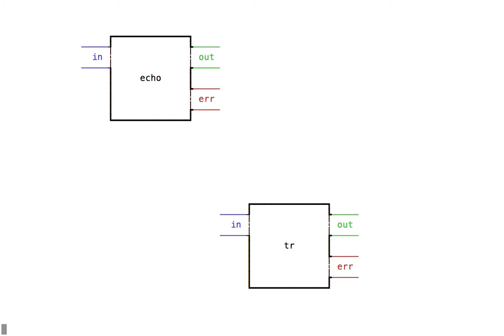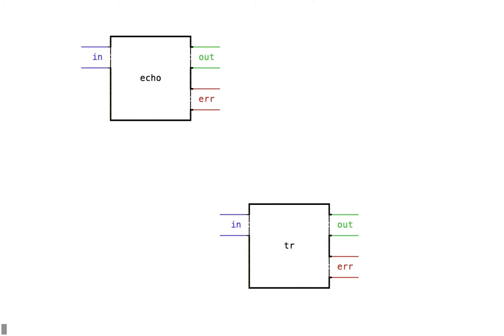So, let's begin by assuming we have two commands, echo and tr. Each command corresponds with a process, which we see here visualized as a box. Each process has its own standard input stream, its own standard output stream, and its own standard error stream. By default, each of these streams will be connected to the terminal.